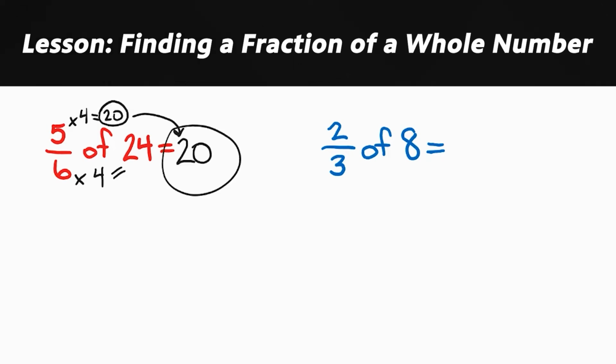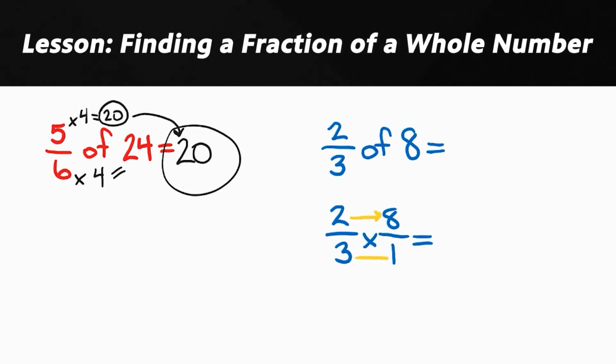Now, if the denominator can't go into the whole number perfectly, you'll have to turn it into a multiplication problem. So you put the whole number over 1, multiply straight across, and then simplify at the end if you need to. And that is how you find a fraction of a whole number.